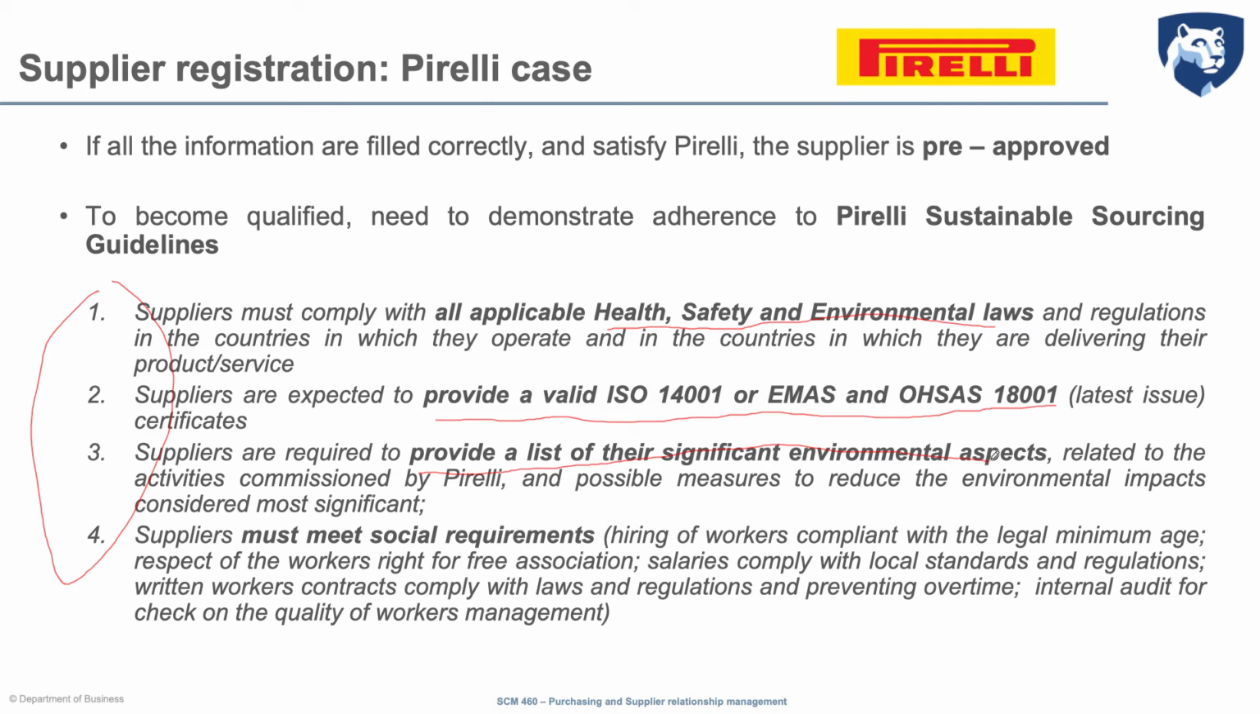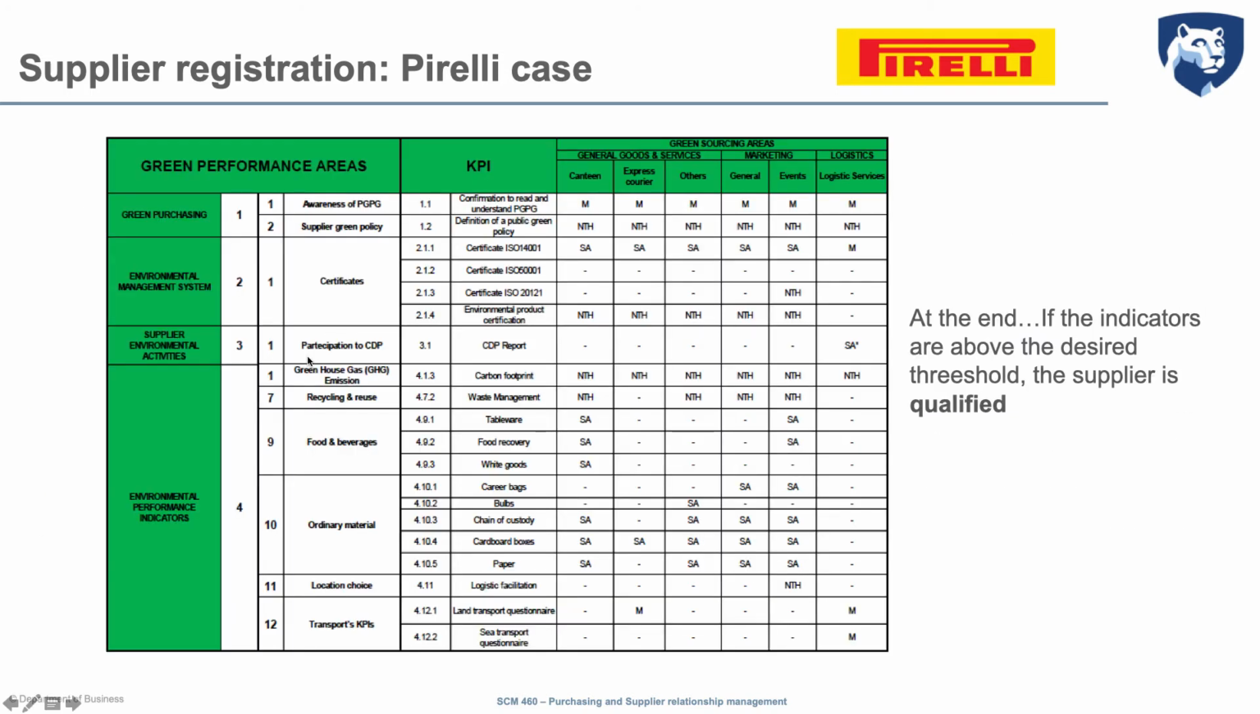And again, you can be the best company in the market, with the best financial status, with the best product, but for Pirelli, tire production has a very high environmental impact. So if you don't meet the sustainability criteria that are requested of a supplier for being part of the supply base, you are disqualified. In particular, what they do at the end of the qualification process is fill in this type of grid.